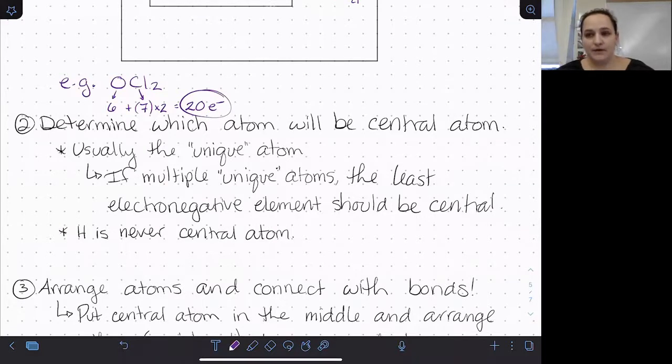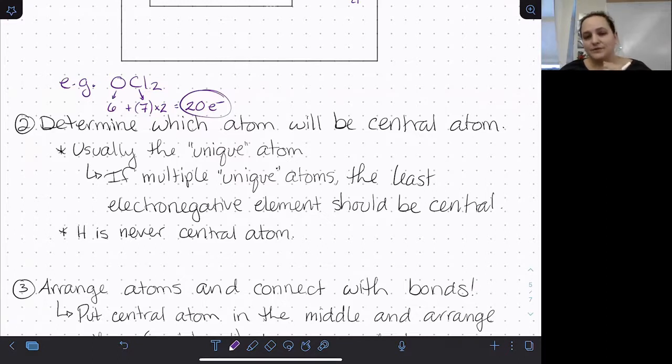So once we've determined the number of valence electrons in our structure, we need to determine sort of what our framework is going to look like. So generally, we will be dealing with pretty simple molecules that have one atom in the center and everything else arranged around that. And we need to pick out which element is going to go in the middle. And usually, it's going to be what I like to refer to as the unique atom, or the one-of-a-kind atom, something that there is only one of in the formula.